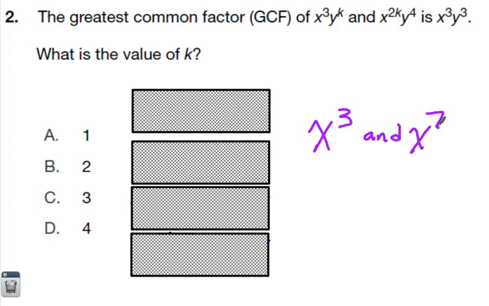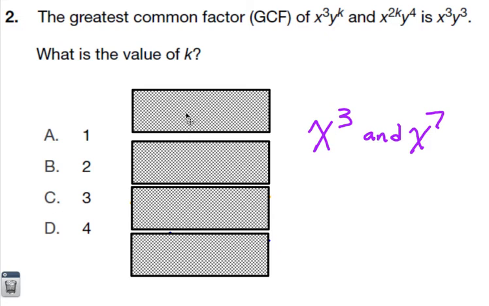A shortcut is to just go with the smaller of the two exponents. That's a rule of thumb for finding the GCF between x to something and x to something else. To put it into this context, with x to the third and x to the something, the final GCF is going to be x to the third. So I know 2 times whatever k is going to be equal to 3 or larger than 3 for the final GCF answer to be x to the third.